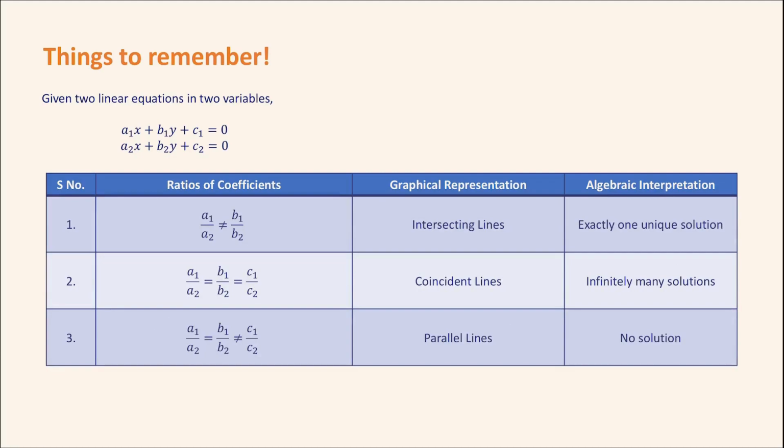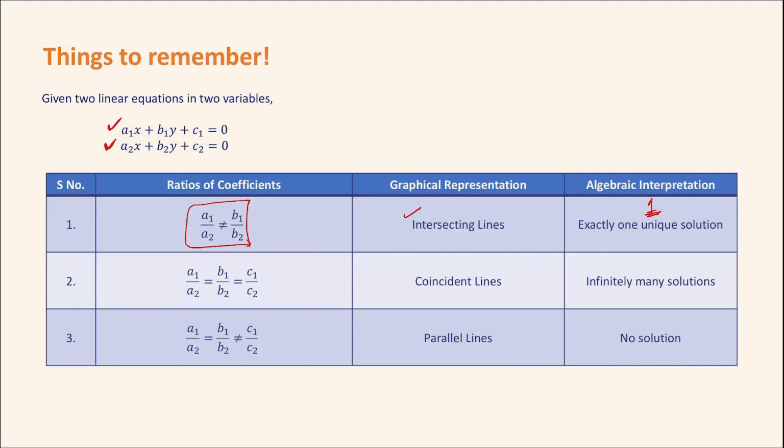So this is a thing to remember. If we have two linear equations in two variables of this sort, a1x plus b1y plus c1 is equal to 0 and a2x plus b2y plus c2 is equal to 0, where a1, b1, c1 and a2, b2, c2 are constants. Okay, so the ratio of constants, when a1 upon a2 is not equal to b1 upon b2, then they are intersecting lines, right? And they will have exactly one solution.